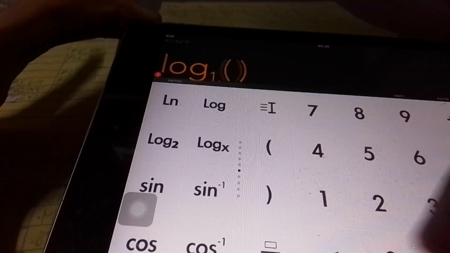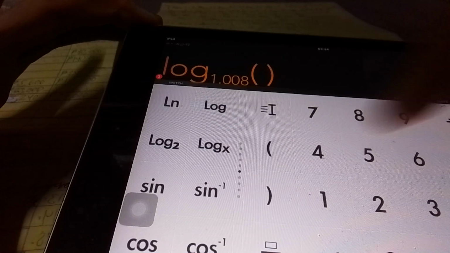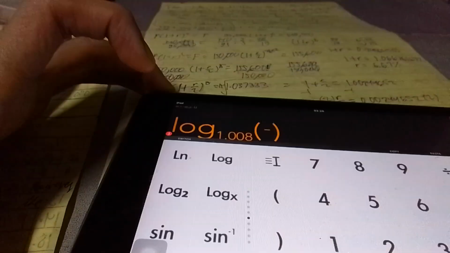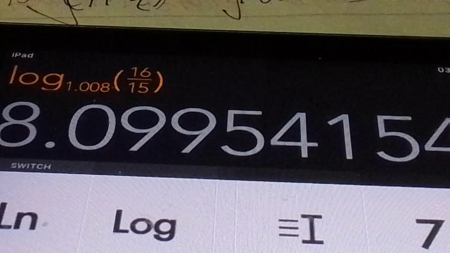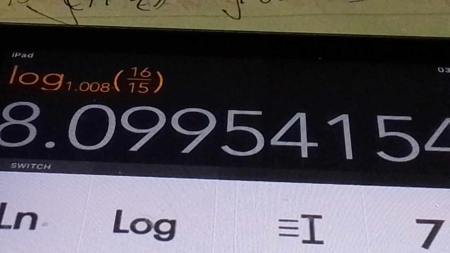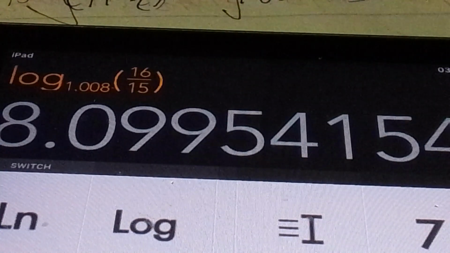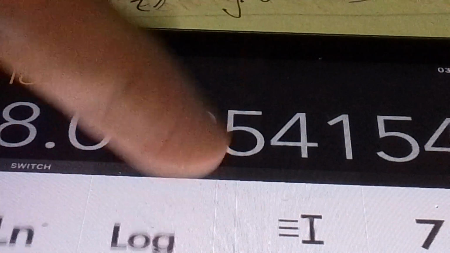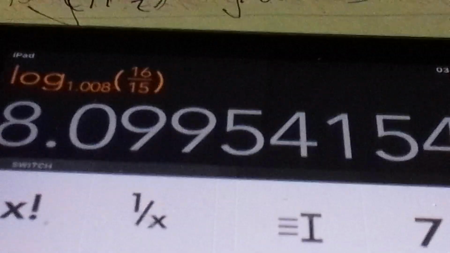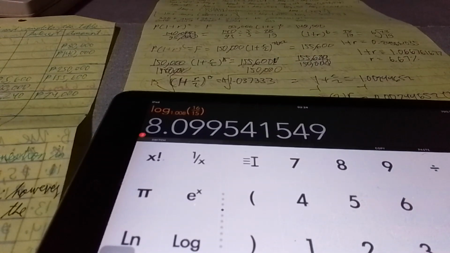So let's put our value of 1.008, which is our base. And then in the fraction, we put 15 over 16. Actually, 16 over 15. And we should get 8.0954 as our time, or 8.1 years. So 8.1 years is the answer if I round it off.